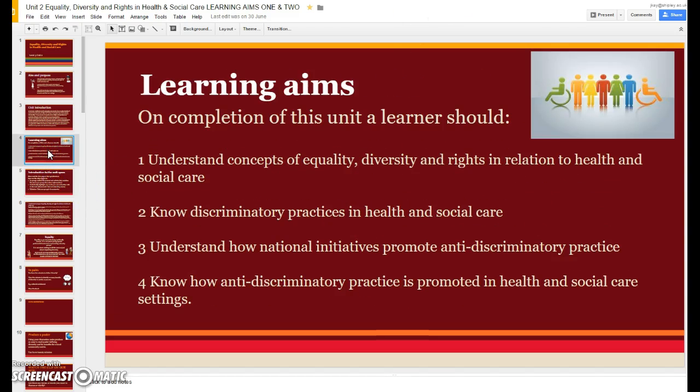The next thing we're going to look at is the different learning aims. For this piece of work that you'll be doing towards the end of this week, we're going to be looking at Learning Aim 1 and Learning Aim 2. So you need to understand concepts of equality, diversity and rights in relation to health and social care. You also need to know what discriminatory practice is in health and social care.